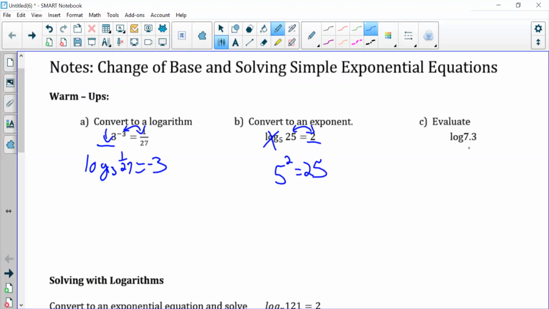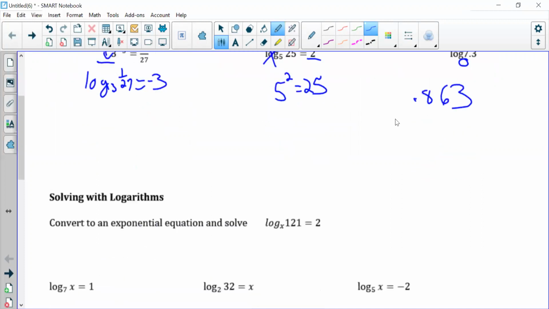All right, evaluate the log of 7.3. We don't have a base here. Remember, anytime we don't have a base, it's an understood base 10, which is how our calculator thinks. So we just plug this into the calculator. Log button, 7.3 equals 0.8633228601. We're going to round to 3 decimal places, so 0.863. All right, that was a good quick reminder of what we did yesterday.